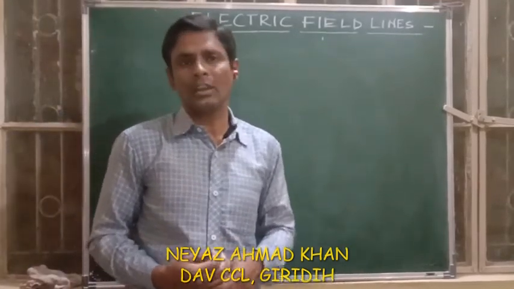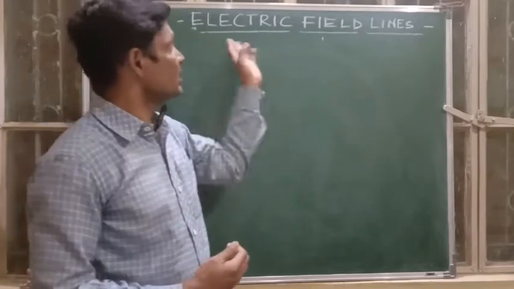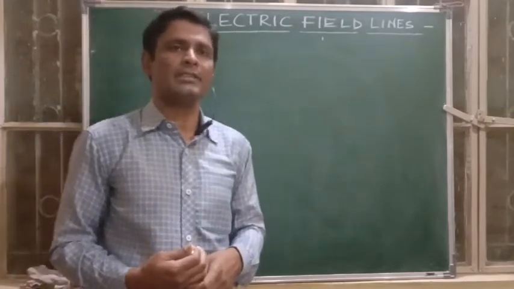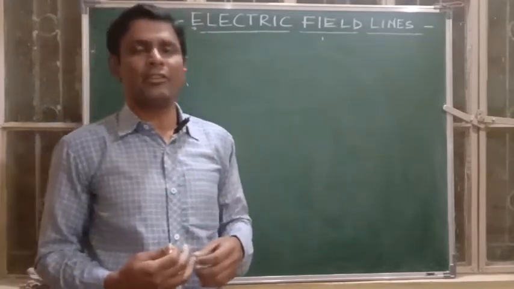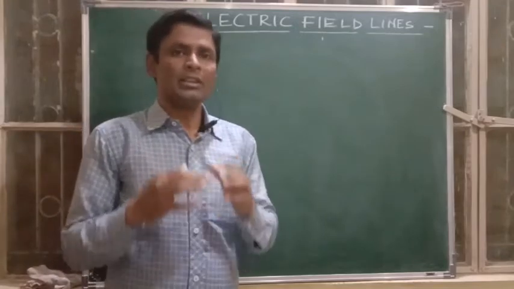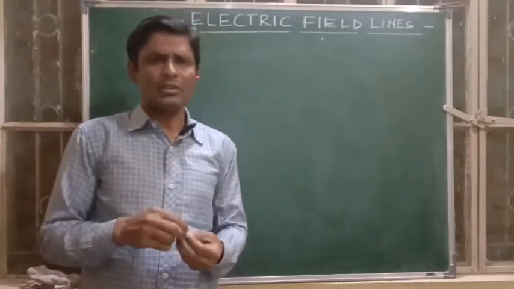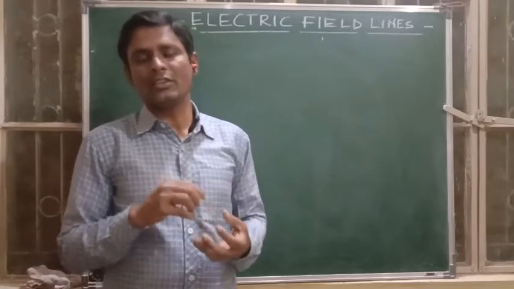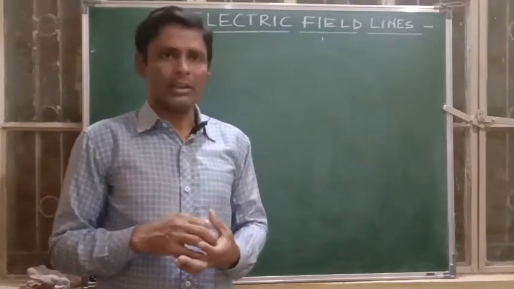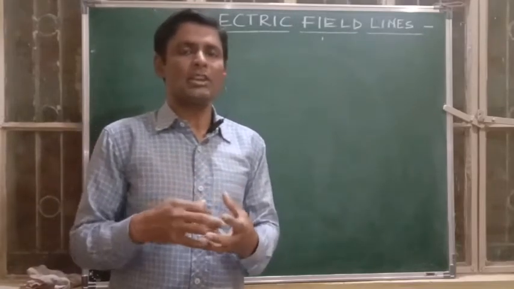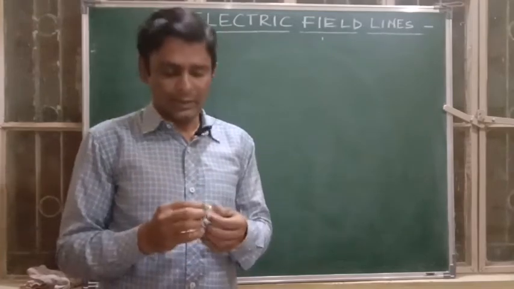In this video we are going to discuss electric field lines. What are electric field lines? These are the imaginary lines drawn around a distribution of charge. The tangent to these lines will give the direction of the electric field at that point. Actually, it is the pictorial representation of the electric field, the unseen electric field.